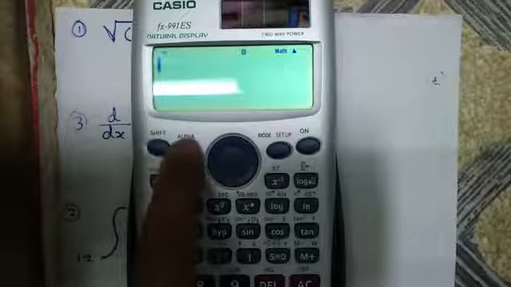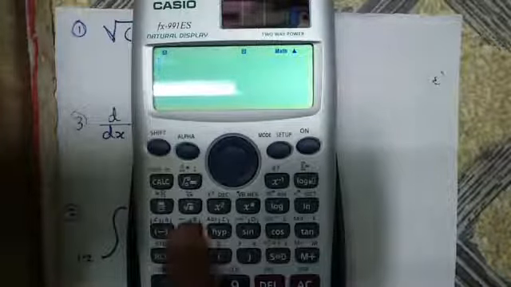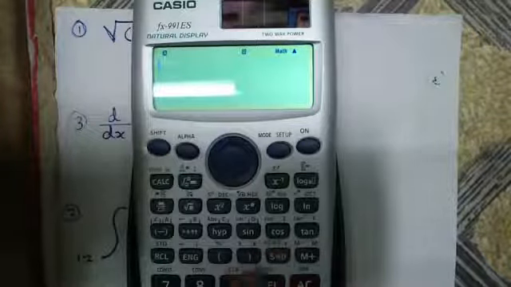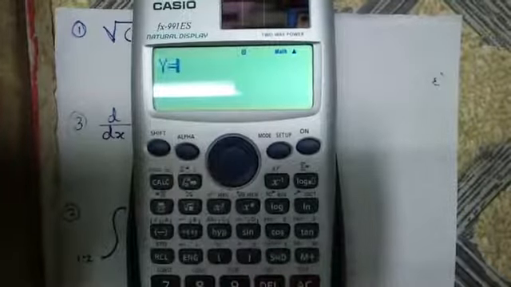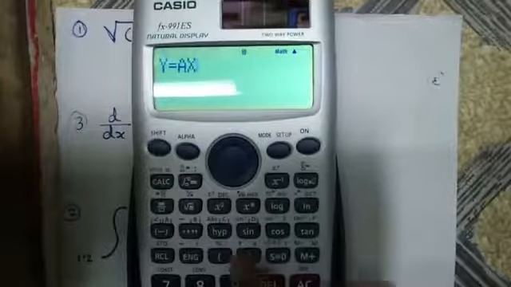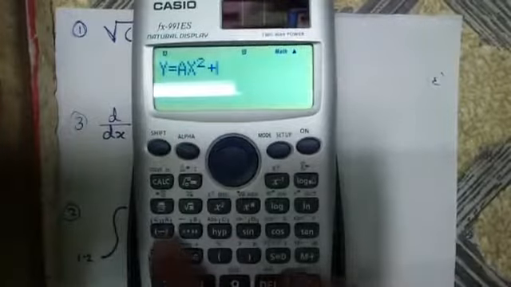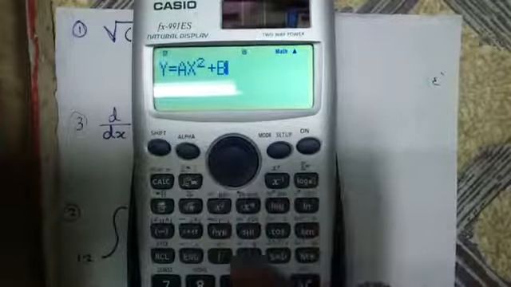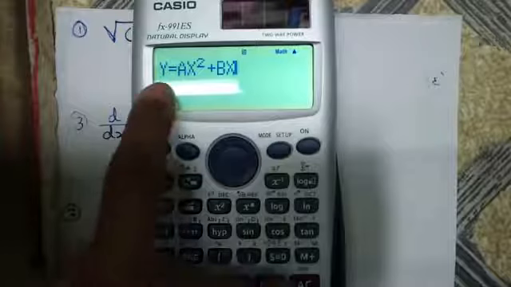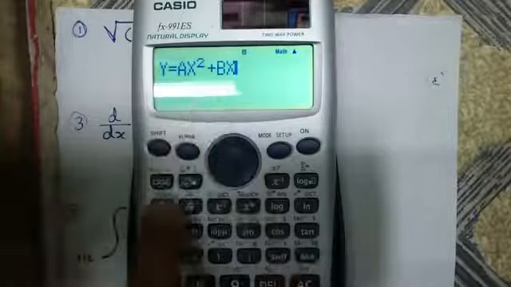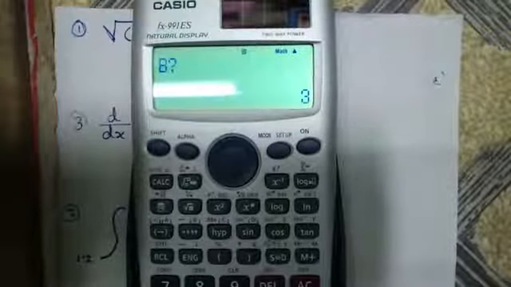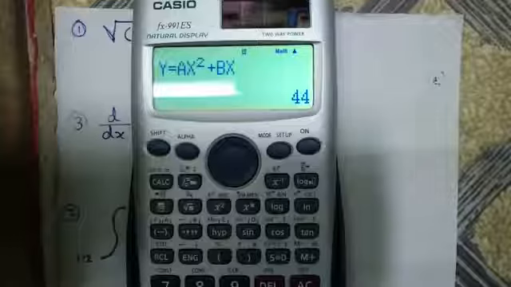Sixth feature is the solve and calc feature. For that I will use alpha and I can enter A, B, C, D, E, F, X and Y as variables. You can use these features for many other calculations. I am just showing one example. If I press the calc button, it will find out the value of Y for given values of A, B and X. So if A is 2, X is 4, B is 3, then Y equals 44.